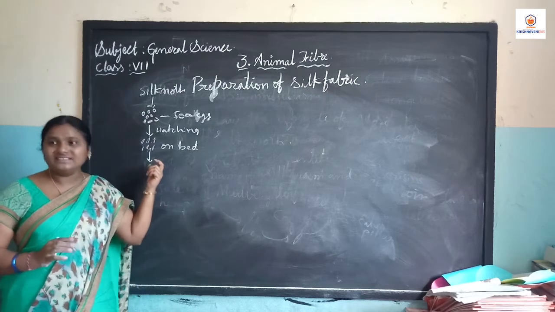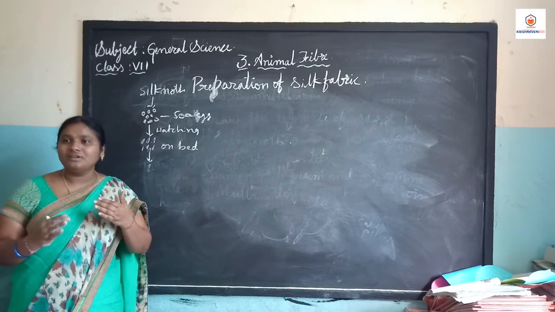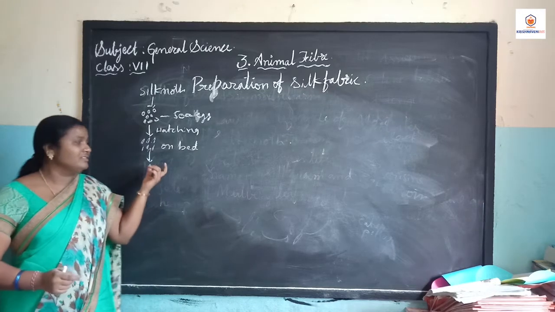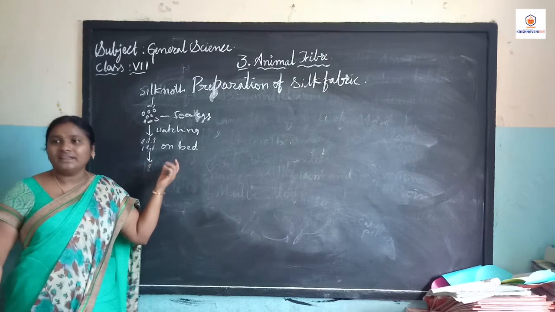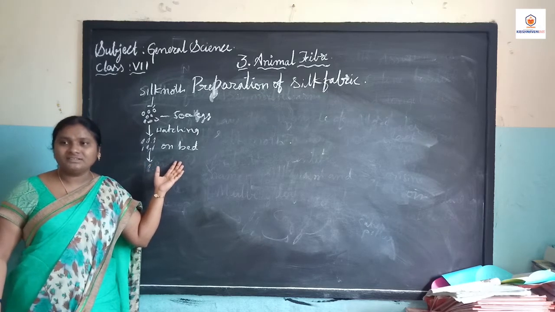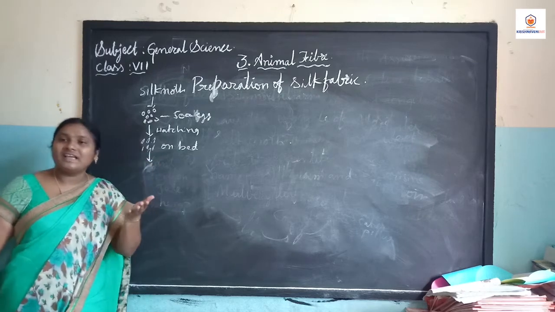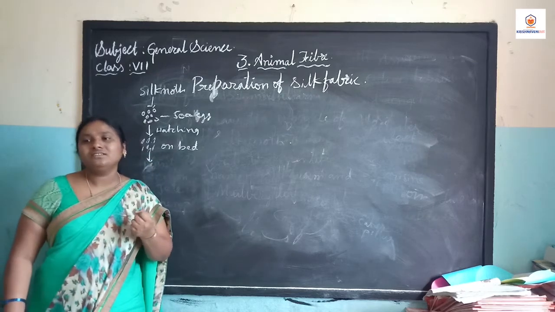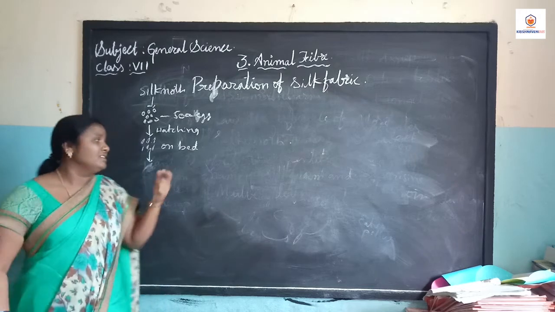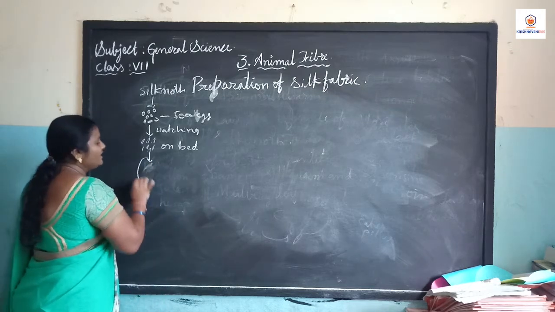In this layer it develops into an adult. After 2 or 3 weeks it can develop as an adult moth. Then what happens? If it grows as an adult, we can't get the fiber. That's why these cocoons.